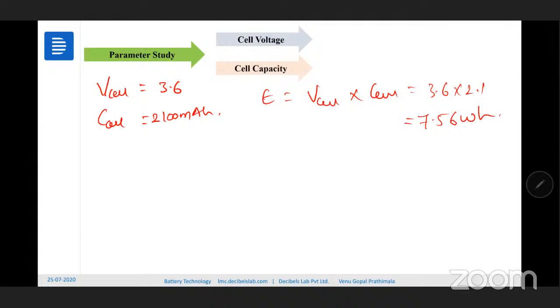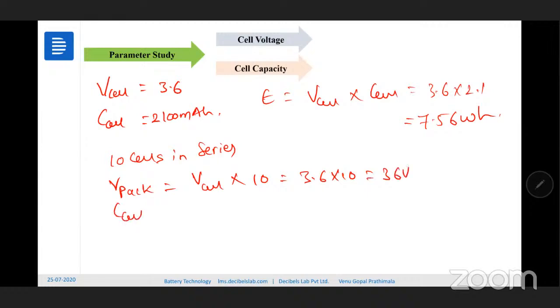So now what I am doing is adding another 10 cells in series. I am connecting 10 cells in series. So what exactly happens when the cells are connected in series? When the cells are connected in series, the voltage will be increased. Okay. Then it will be called a pack or module. So V pack equals V cell into the number of cells connected in series, that is 10. So 3.6 into 10, it is 36 volts. But the cell capacity remains constant. It won't change. It is 2.1 amp hour. So now the energy will become V pack into C cell, that is 36 into 2.1, which is nothing but 75.6 watt hour.